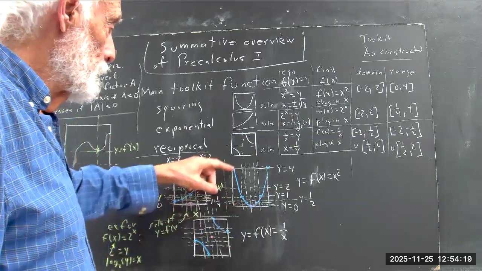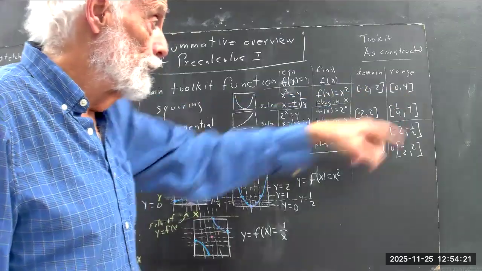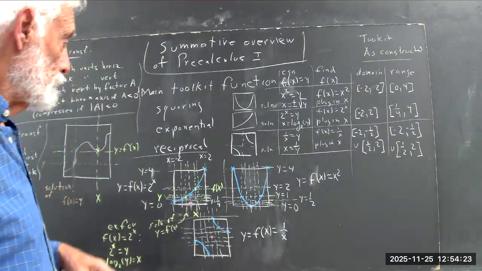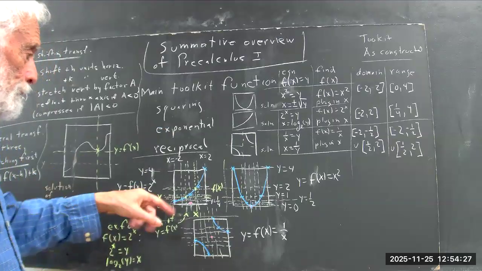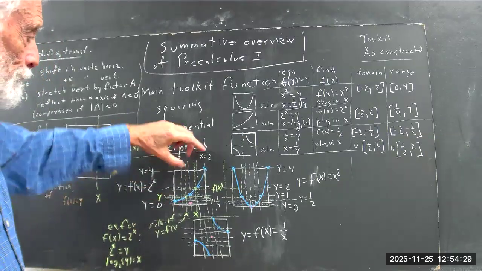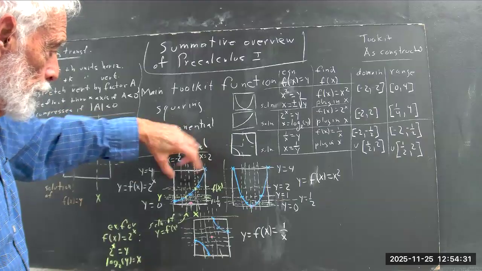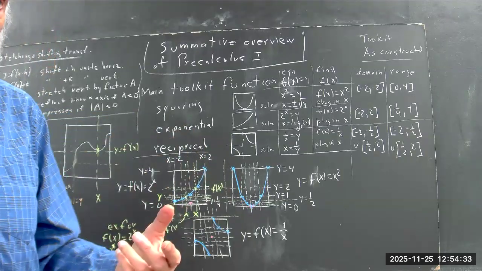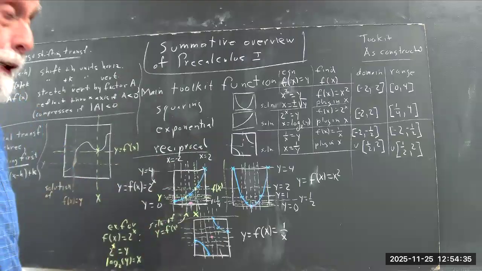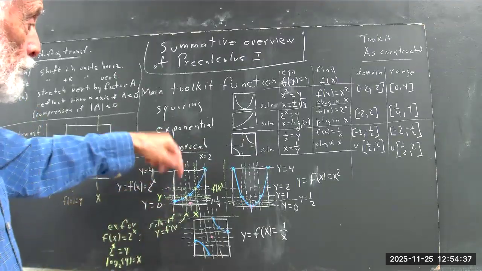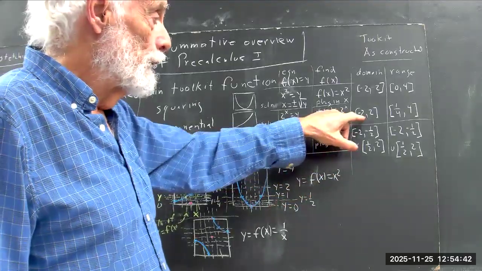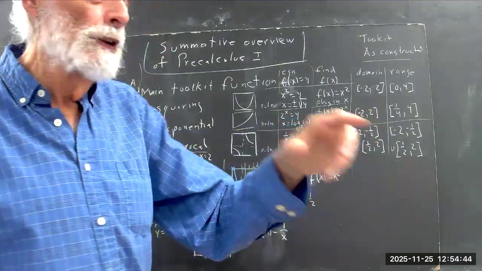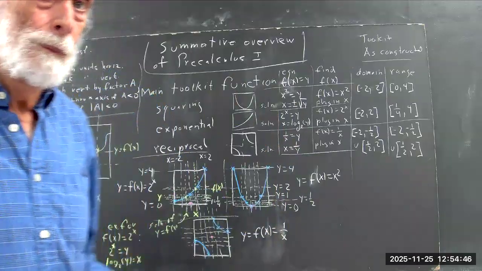And all these numbers are in the range. So the range is from 0 to 4. If you look at the exponential function, again, every vertical line within this rectangle is going to hit a point of the graph, but not every horizontal line will. So every vertical line hits the graph. That means that every one of your x values from -2 to 2 is in the domain.